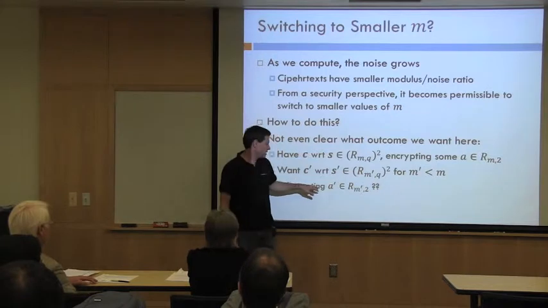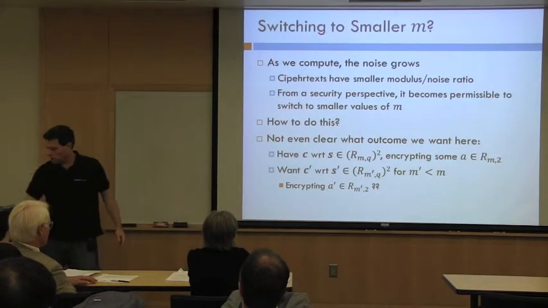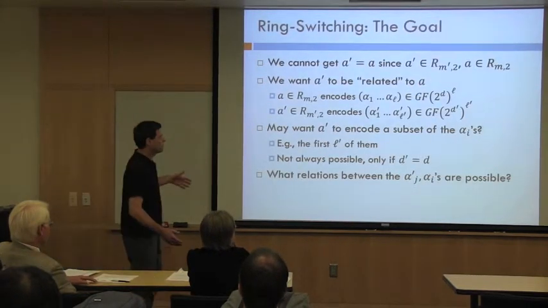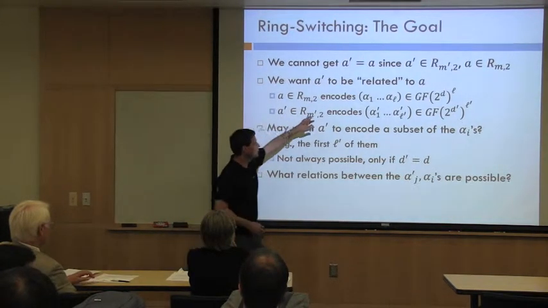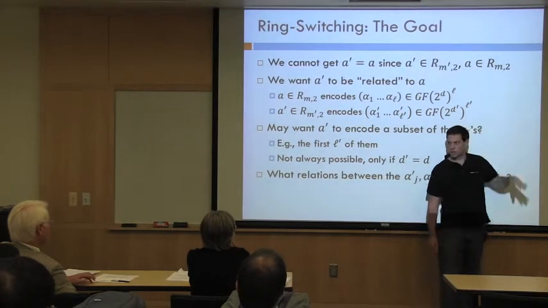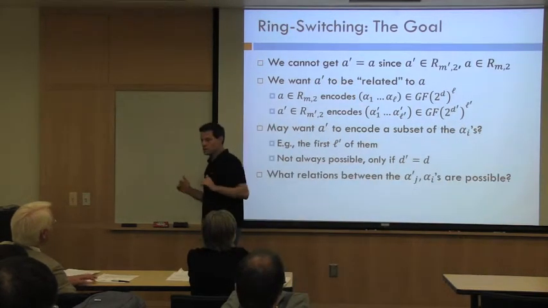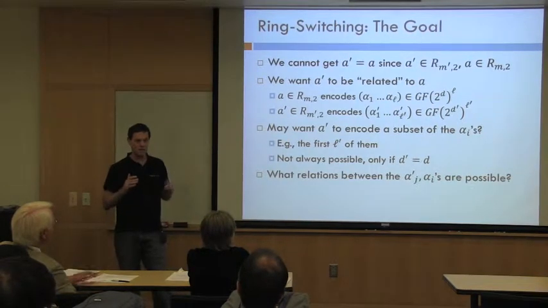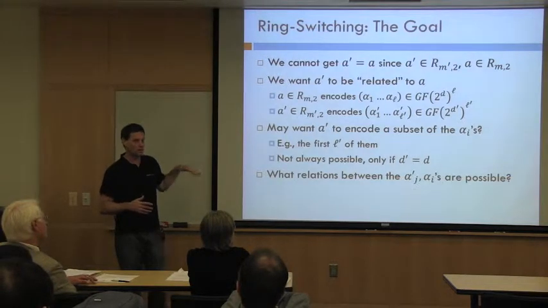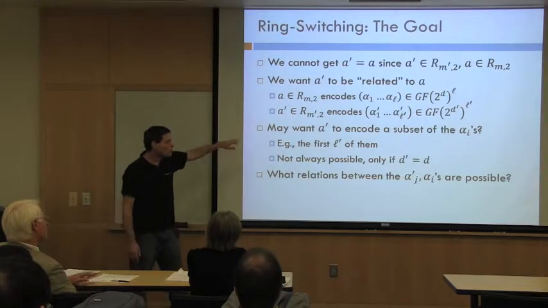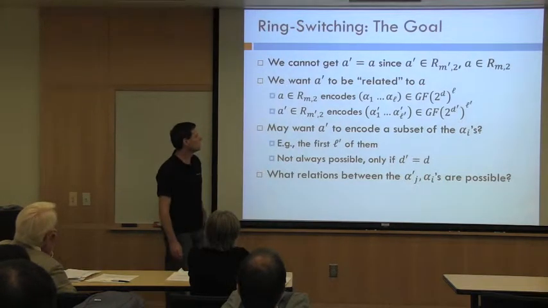But if we do this, it means that it now encrypts an element in R_M',2. After we do this transformation, it does not encrypt the same plaintext element. Originally we had a plaintext element in the big ring mod 2, and now we have a plaintext element in the small ring mod 2. So we cannot even set our goal, even syntactically, as having a plaintext in the smaller ring that encrypts the same thing. Inherently, it encrypts something different. So the best we can hope for is to encrypt something different that's related somehow to the thing we started from.